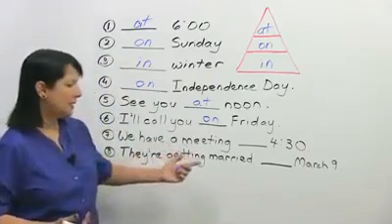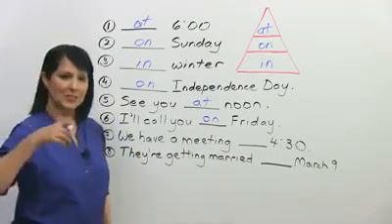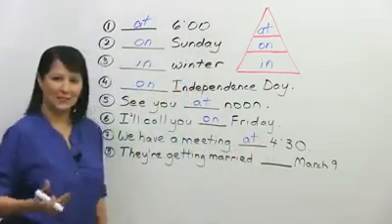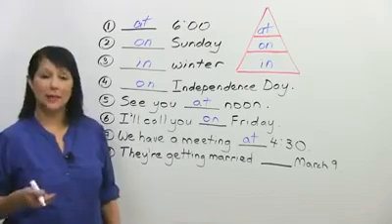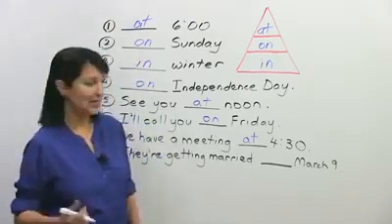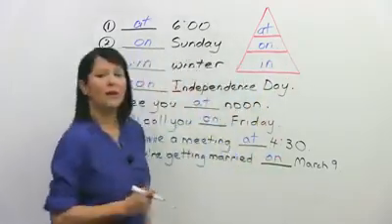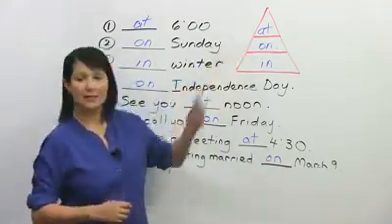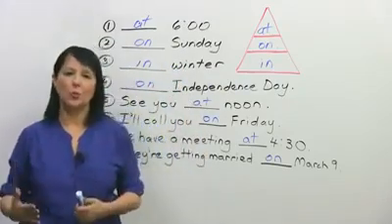Next one, we have a meeting blank 4:30. We have a meeting, specific time. Which one? At 4:30. Very good. And the last one, they're getting married, blank, March 9th. It's one day, okay, one date. So it is this one. They're getting married on March 9th. Okay? So you can see that the triangle can help you to remember which preposition to use when.